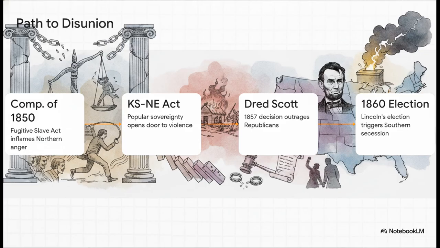After that, the 1857 Dred Scott decision declares that African Americans can never be citizens and Congress can't stop the expansion of slavery, which absolutely outrages Republicans. And finally, Abraham Lincoln's election in 1860 is the watershed moment that triggers the secession of Southern states, leading straight to the bombardment of Fort Sumter and the Civil War.